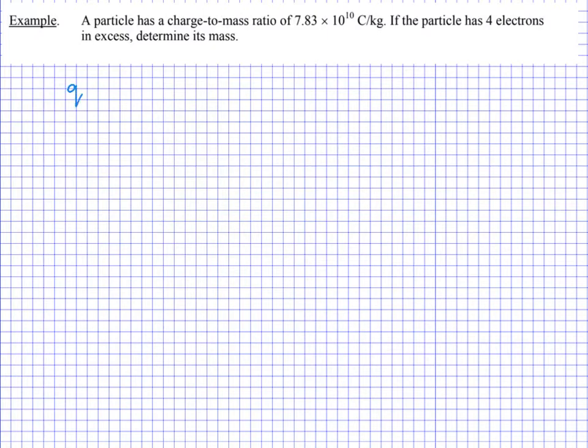We know the charge to mass, and that is 7.83 times 10 to the 10 coulombs per kilogram. Okay, we know that the charge is going to be 4e, so we can substitute that in, and we're trying to get the mass, aren't we? So we can just substitute this in for Q, and we should then be able to solve for mass. Pretty simple. So let's go ahead.